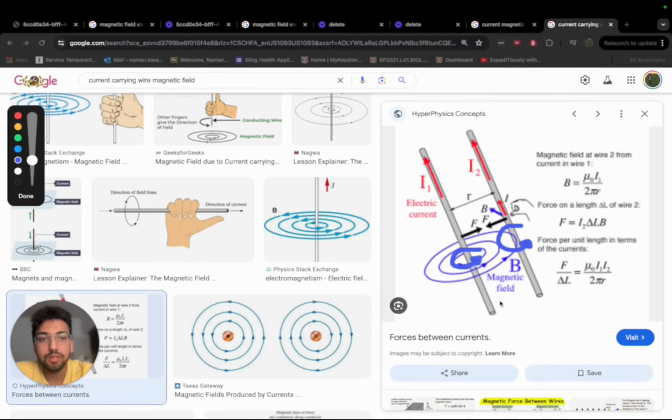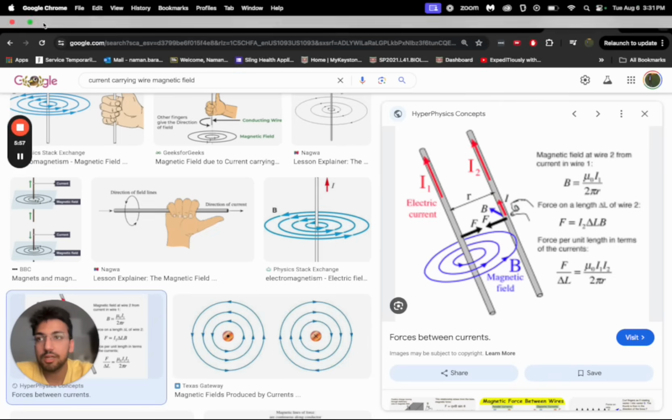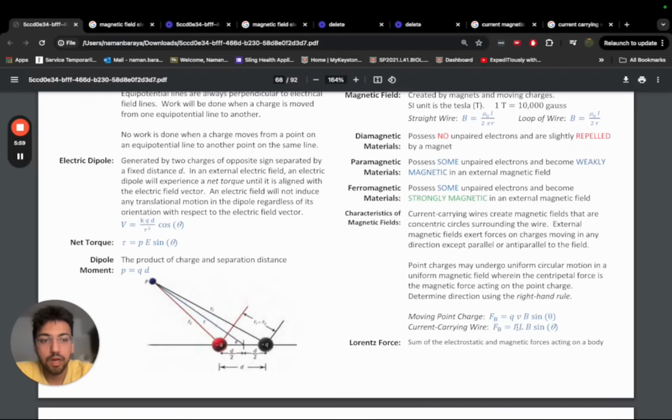Okay, so based on that, we should know that this first wire is exerting a magnetic field on this second wire. So this second wire, the current is moving upward, right? So that's our V, our velocity, or I should say our I, right? And remember, our equation, if I go back, is IL cross B. So we want to take IL and then cross it with B.